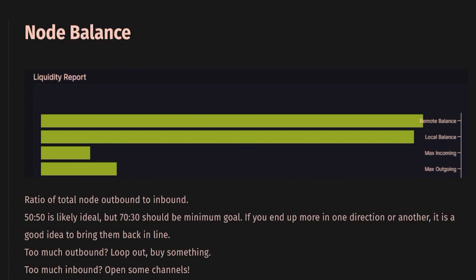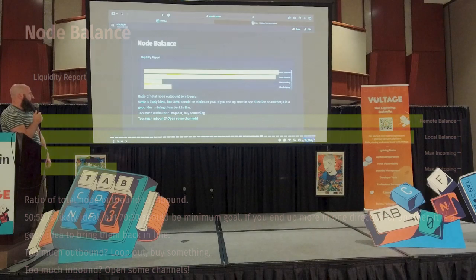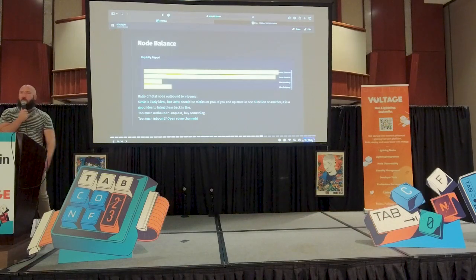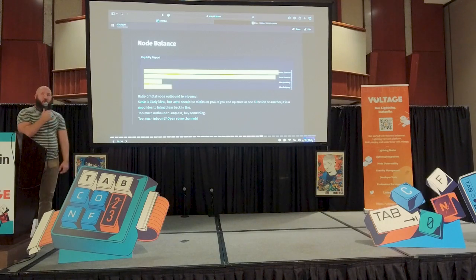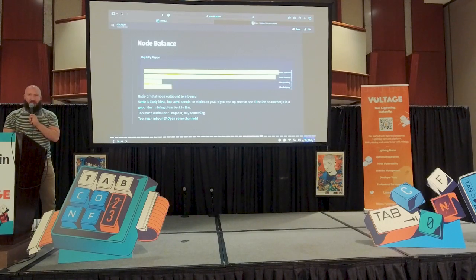Node balance is similar to channel balance, but node balance is just your total inbound ratio to your total outbound. This is from Thunderhub, and the remote and local balance are neck and neck, right? This is a pretty solid node balance that you would want to see. If you have too much outbound, you can do something like loop out. You buy something. If you have too much inbound, you can open more channels to bring the total node balance in line.